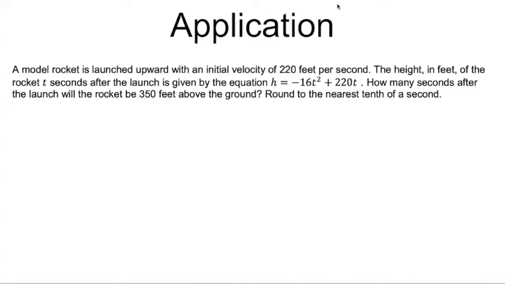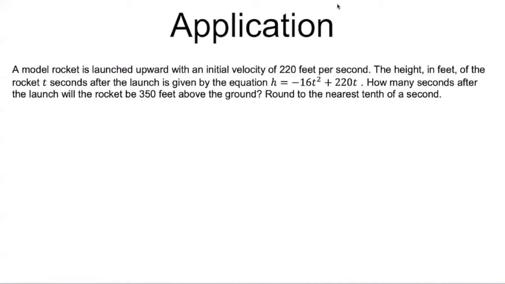So for this problem, we're going to look at an application of quadratics. We're given that a model rocket is launched upward with an initial velocity of 220 feet per second. The height in feet of the rocket t seconds after the launch is given by the equation h equals negative 16t squared plus 220t. How many seconds after the launch will the rocket be 350 feet above the ground?